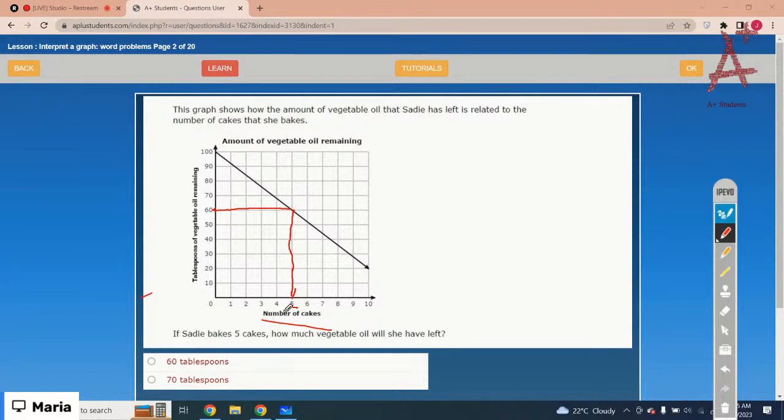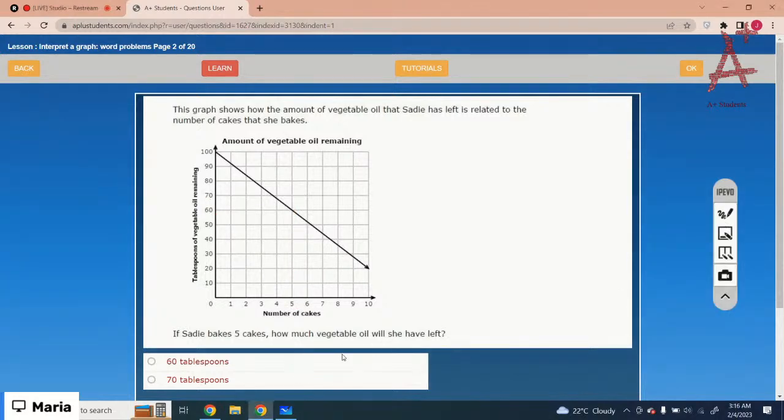That means if Sadie baked 5 cakes, she has 60 tablespoons of vegetable oil left. Got it? So the correct option is 60 tablespoons. Select the correct option, then click on the OK button.